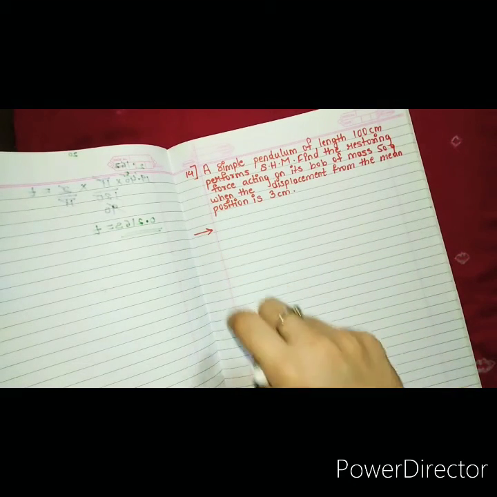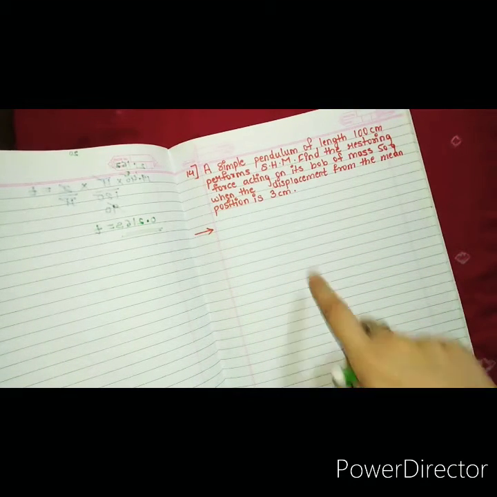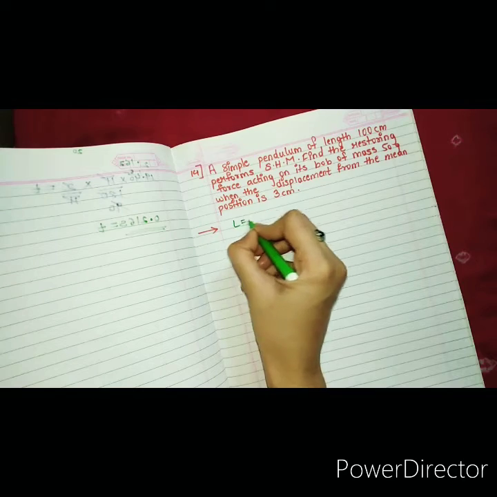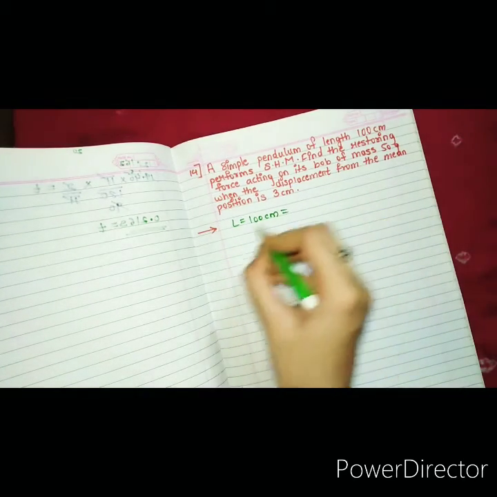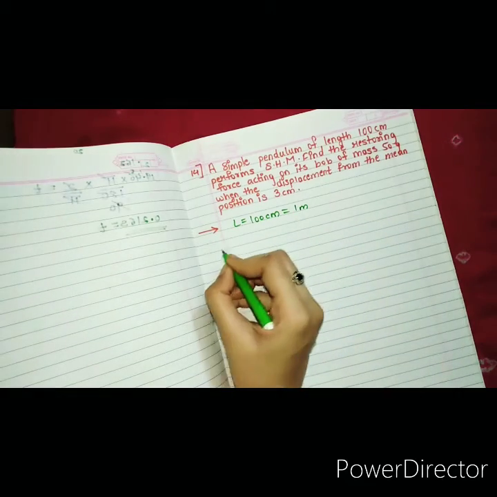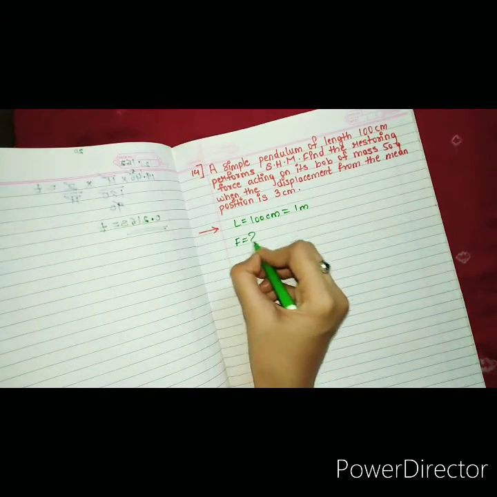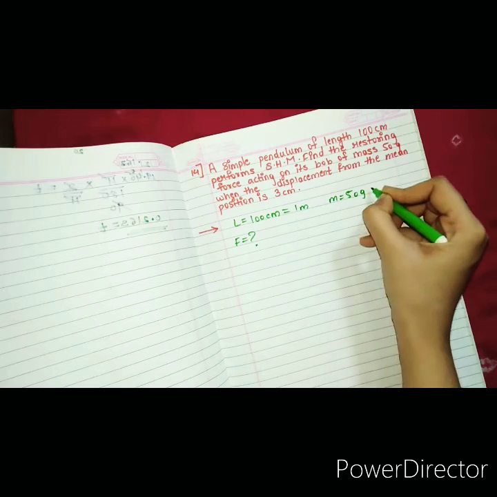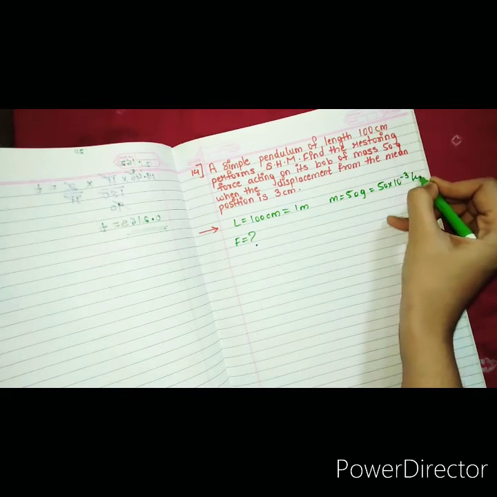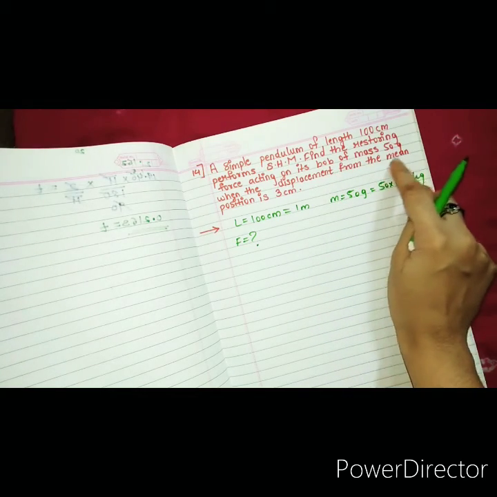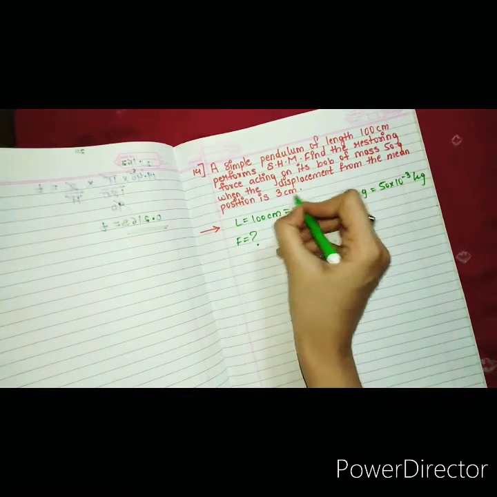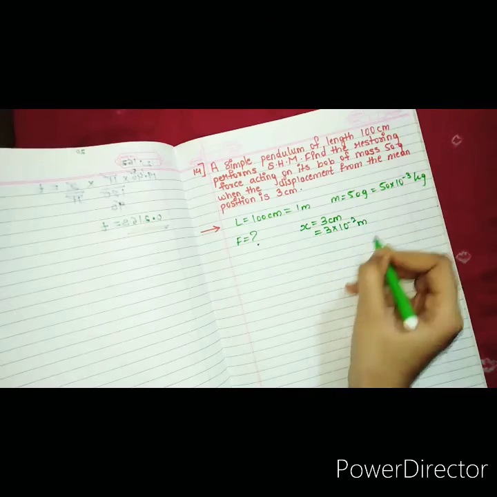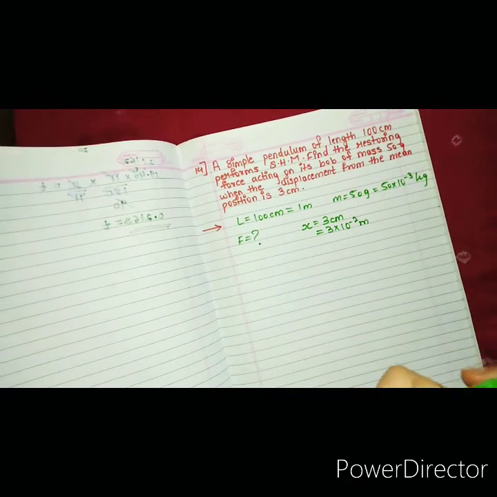Our next question is question number 14 from your textbook Unsolved Numericals. A simple pendulum of length 100 centimeters. So here we have length 100 centimeter, we'll convert it into meter, so 100 centimeters is nothing but 1 meter. Find the restoring force, we need capital F, acting on its bob of mass 50 gram. Let's convert it into kilogram: 50 into 10 raised to minus 3 kilogram. When the displacement from the mean position is 3 centimeters, so x is 3 centimeter, converted into meter, 3 into 10 raised to minus 2. Here we have all the terms converted into SI unit.